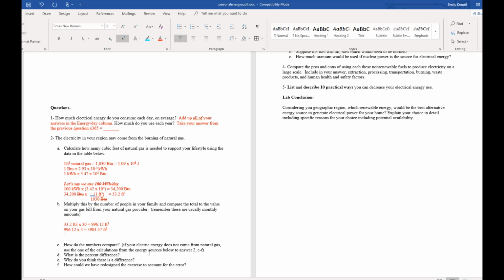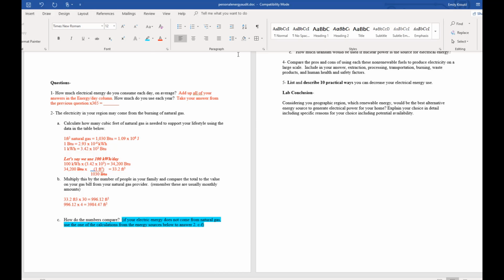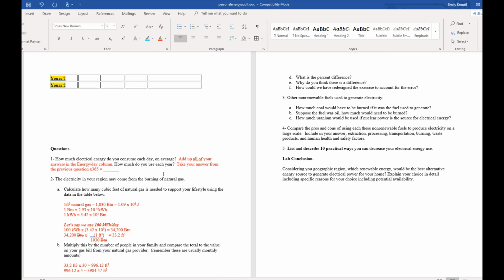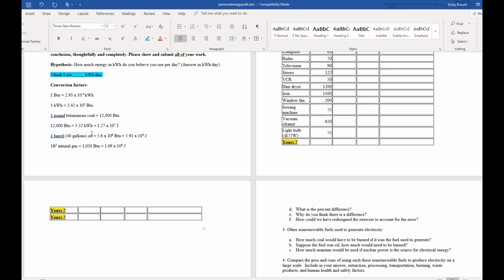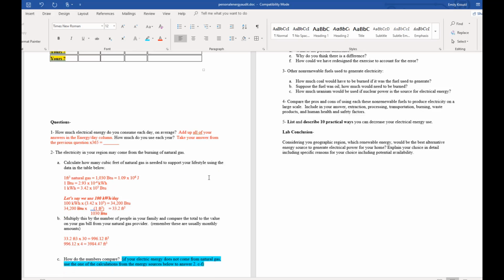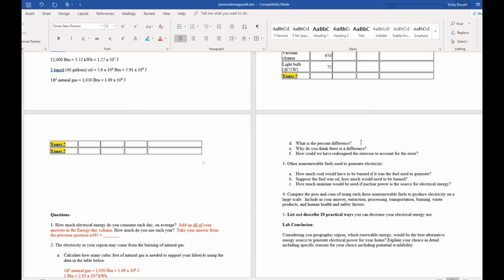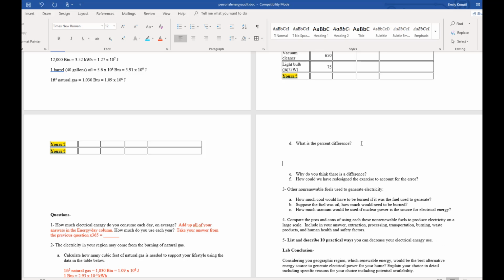Then we're going to talk about how our numbers compare. If your electricity doesn't come from natural gas, you can use one of the other energy choices. That is very important. A lot of students will just say, oh, we don't use natural gas, and then they won't do this part. You still have to do it. They've got oil, they've got coal, other things here, so you can use a different kind of energy and then compare it to your electric bill. Then you can calculate the percent difference.